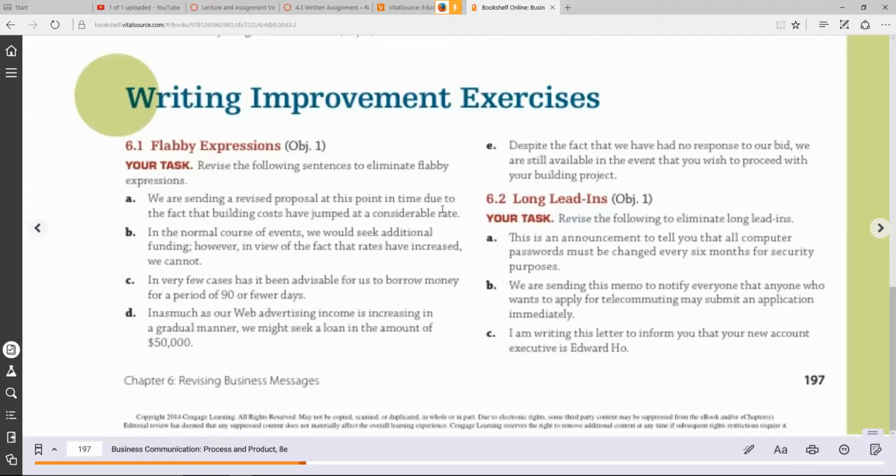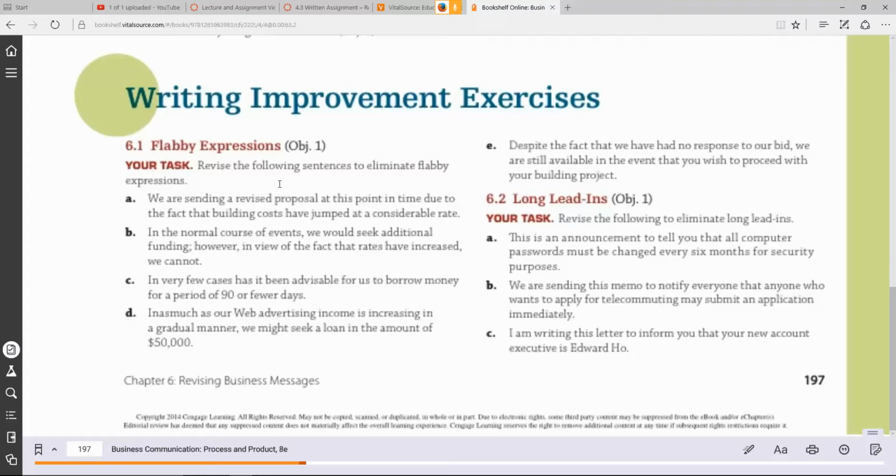So you would look, and it says in your textbook just to revise the sentences, but it tells you to go to objective 1. And objective 1 is towards the front of the book. Of course, I turned too many pages. And on 178, it tells you how to eliminate flabby expressions and then gives you a couple of ideas.